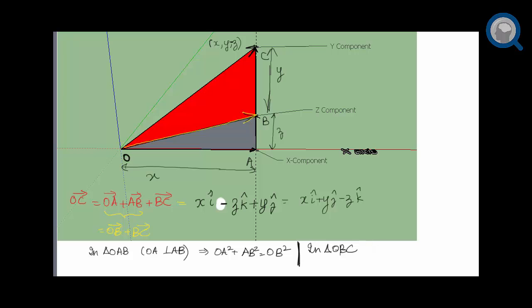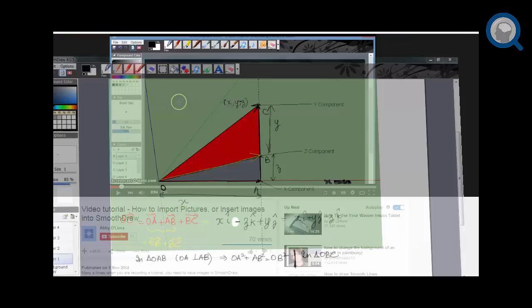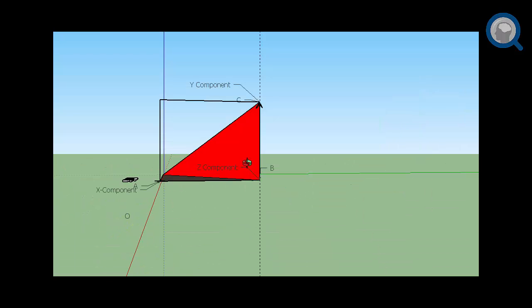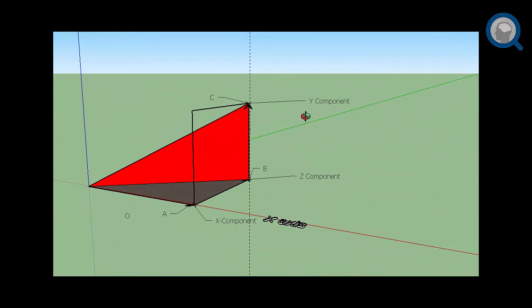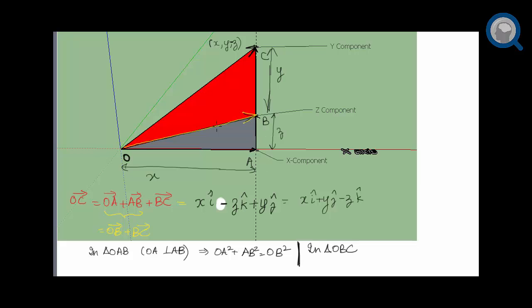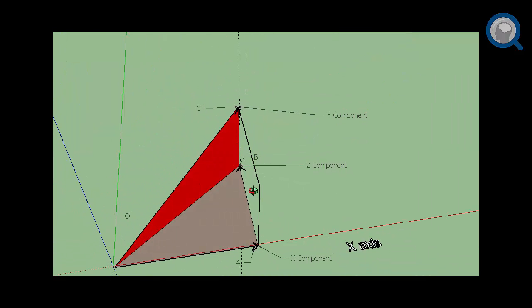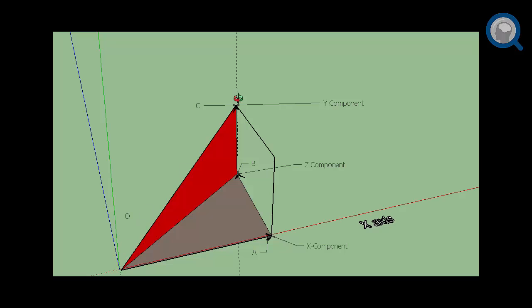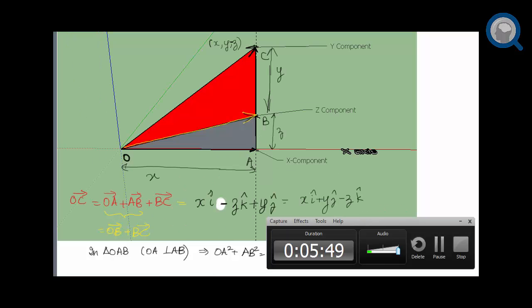In the red triangle we can see that OB is perpendicular to BC. It is clearly visible to us from this. So OB being perpendicular to BC, we can say OB square plus BC square is equal to OC square. Now OC is nothing but the length of the position vector. See, this was the point we were referring to. OC was the length of the position vector. So the length of the position vector we have found.